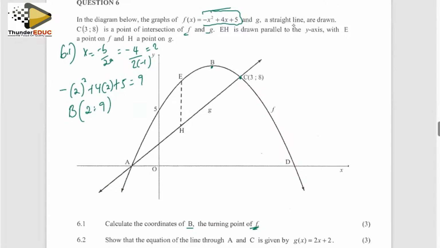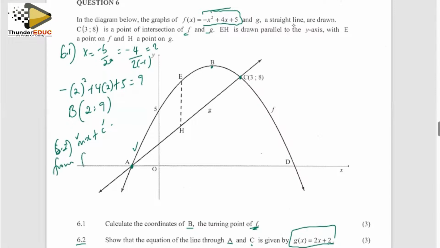Beautiful. Then 6.2, can we show that the equation of the line AC is given by 2x plus 2? So we know that the general equation of a straight line is always in the form of mx plus c. So our target is to look for the gradient and then the y-intercept, okay? For us to do that, we need 2 points. We already have point C. We can find point A, okay? Point A is the x-intercept, okay, of both graphs. Let's use the graph of f to find coordinates of A.